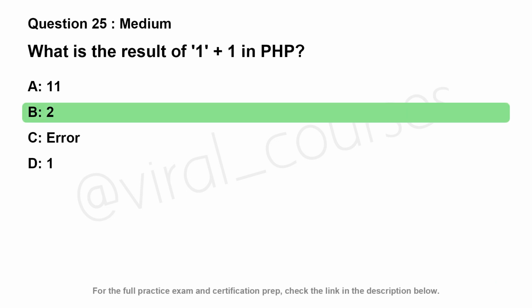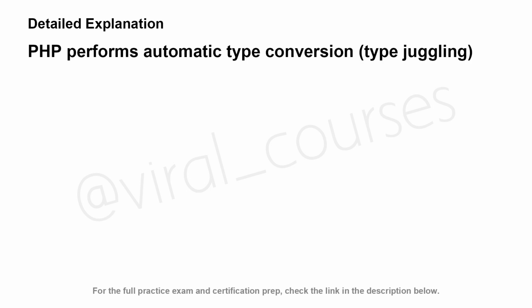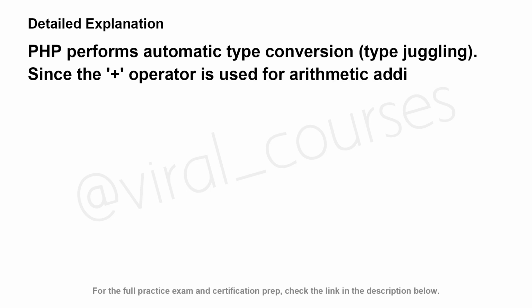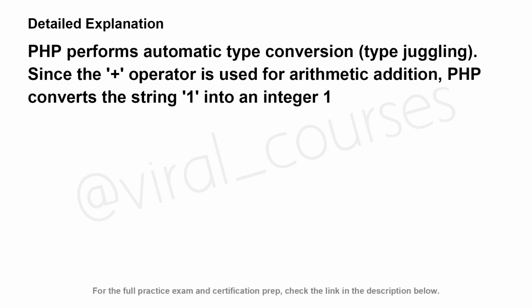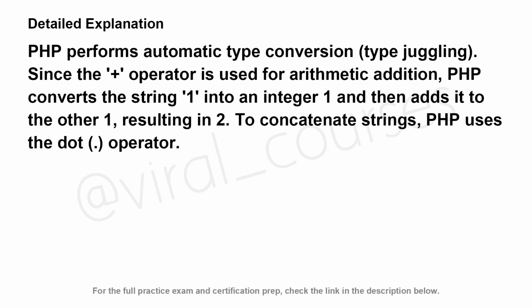The correct answer is B. PHP performs automatic type conversion, type juggling. Since the plus operator is used for arithmetic addition, PHP converts the string "1" into an integer 1 and then adds it to the other one, resulting in 2. To concatenate strings, PHP uses the dot operator.